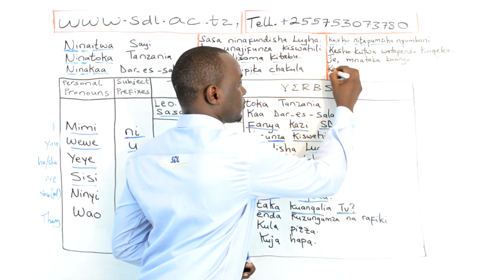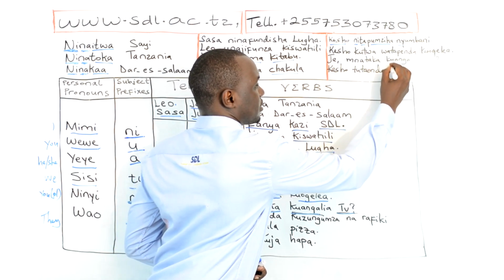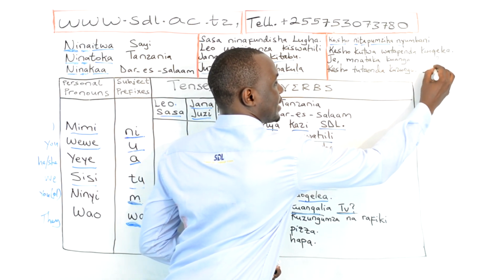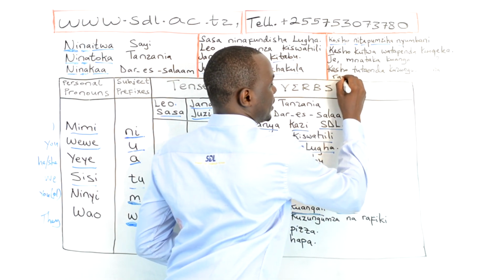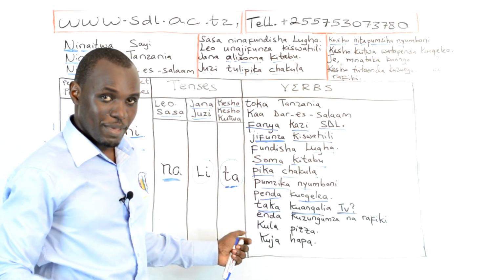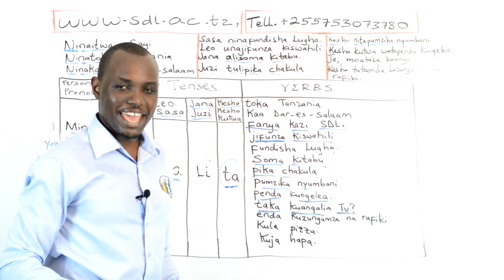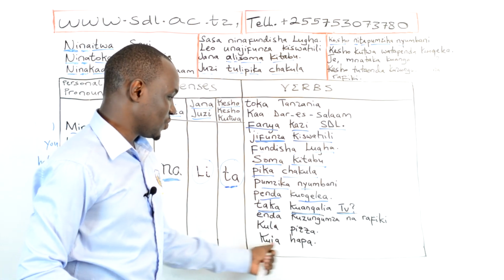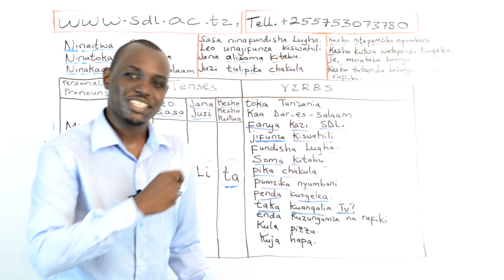Kesho tutaenda kuzungumza na rafiki. You know, you can make your own sentence with kula pizza. You can say, I like to eat pizza. Ninapenda kula pizza. Kuja hapa. They will come here. Watakuja hapa.